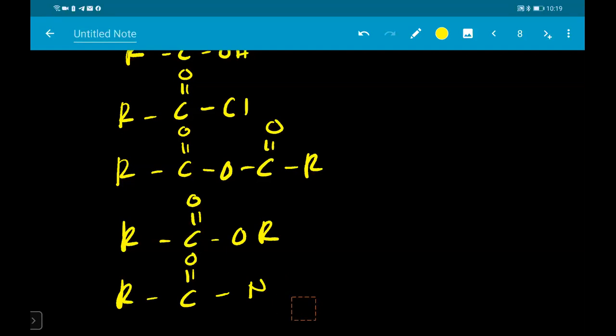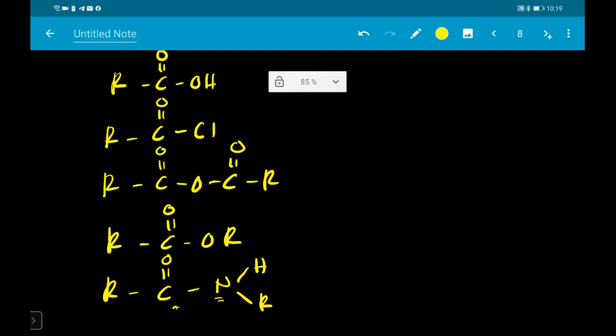Please take note that the nitrogen has 3 bonds. One with the C double bond O, the other two is with anything. Okay, it can be hydrogen, it can be R. Janji ikatan dia adalah 3. Alright. First and foremost, you need to have this family. Carboxylic acid ataupun anak-anak dia. Ni syarat dia.